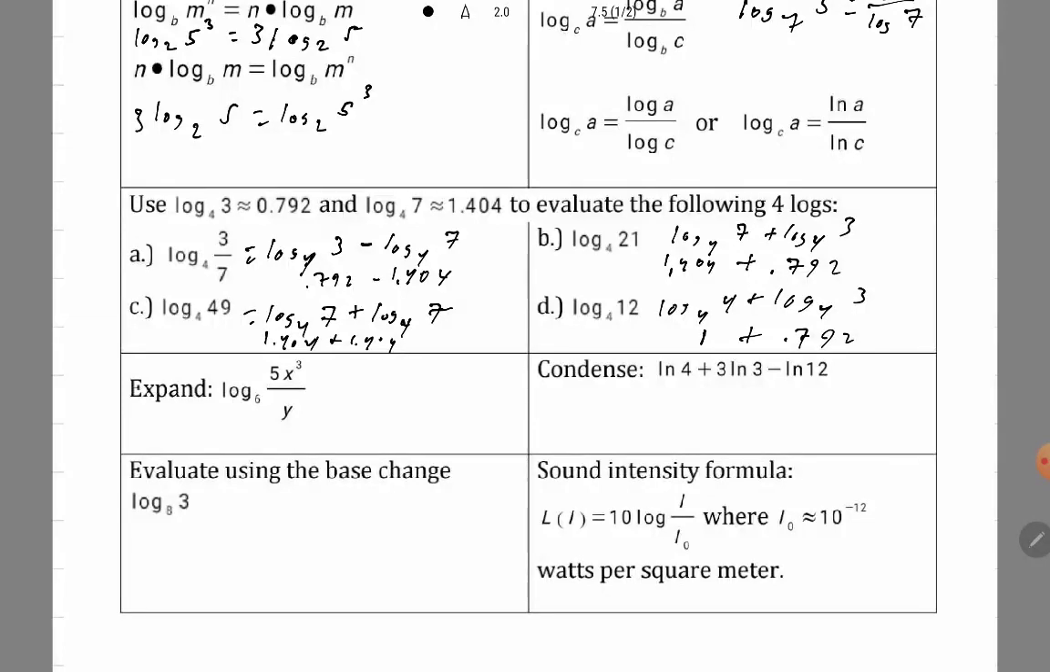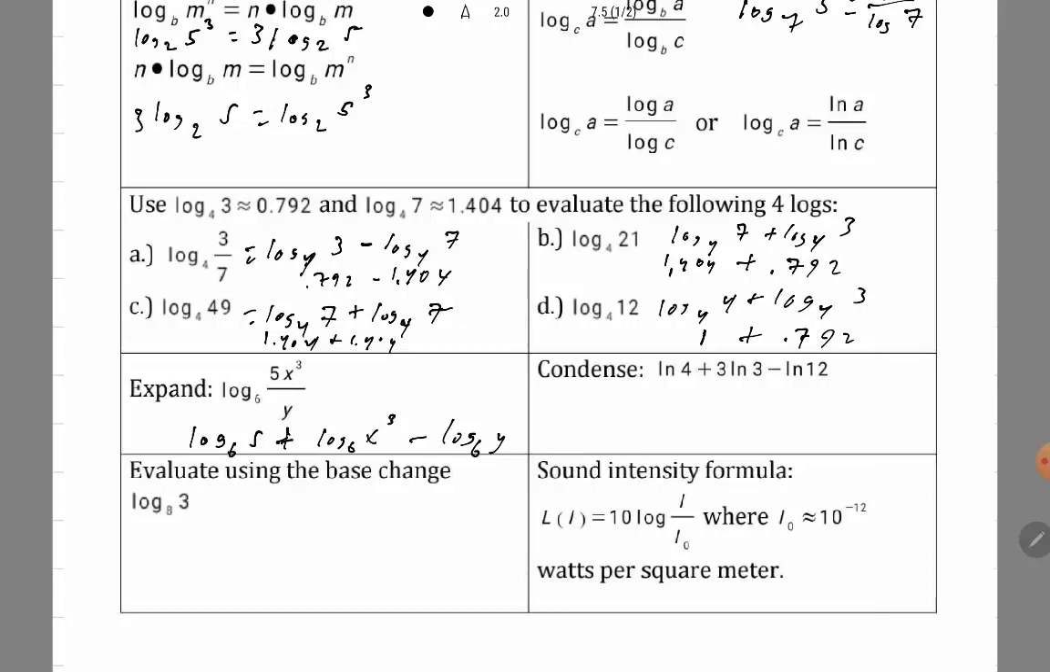Alright, expand log base 6 of 5x cubed over y. So they want to expand it. So we're going to have lots of logs. So we know things being multiplied get added. So log base 6 of 5 plus log base 6 of x cubed minus log base 6 of y. It's a minus sign because it's being divided.